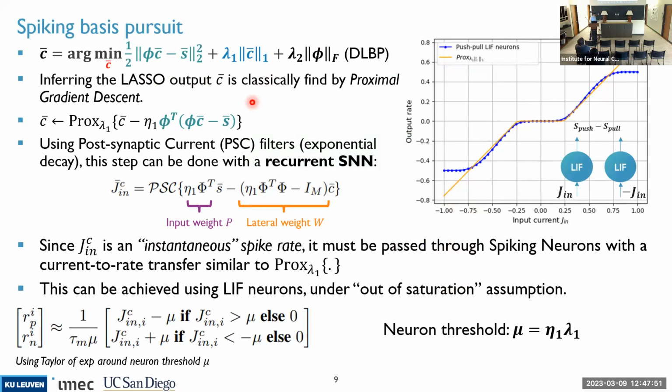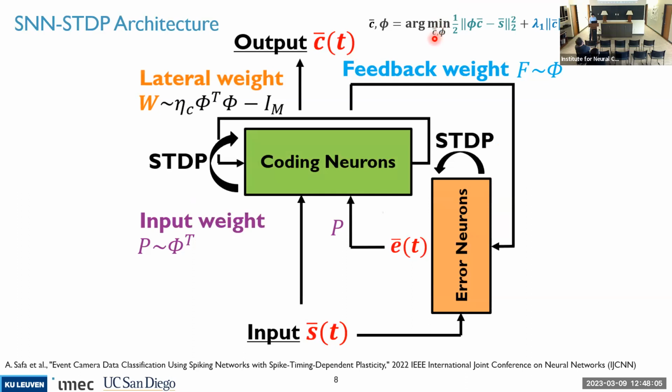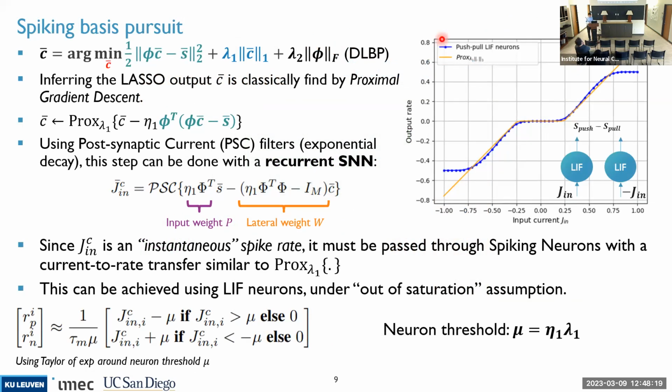So first, we're going to go over how to infer C, the output spikes of the coding layer. This kind of optimization problem shown here, when you're optimizing for both the output C and the weights phi, is typically solved in an alternating manner. For example, you would consider phi fixed and infer the next C, consider C fixed and infer the next phi. And this is also what our network is doing. So first we need to understand how to infer C considering phi fixed.